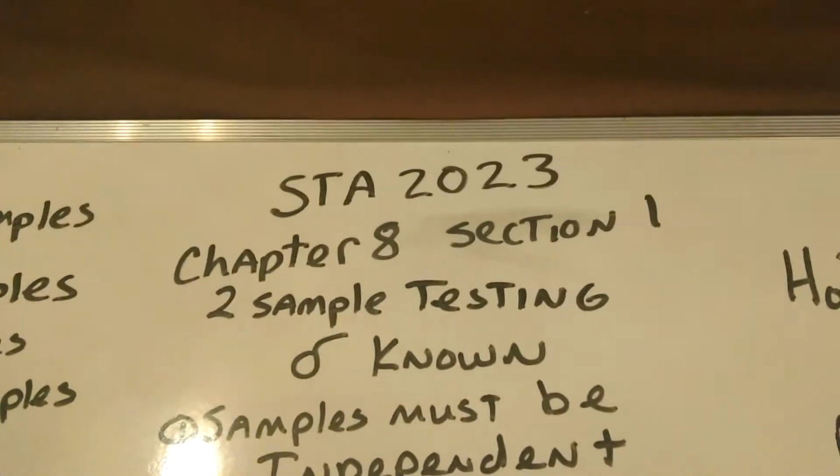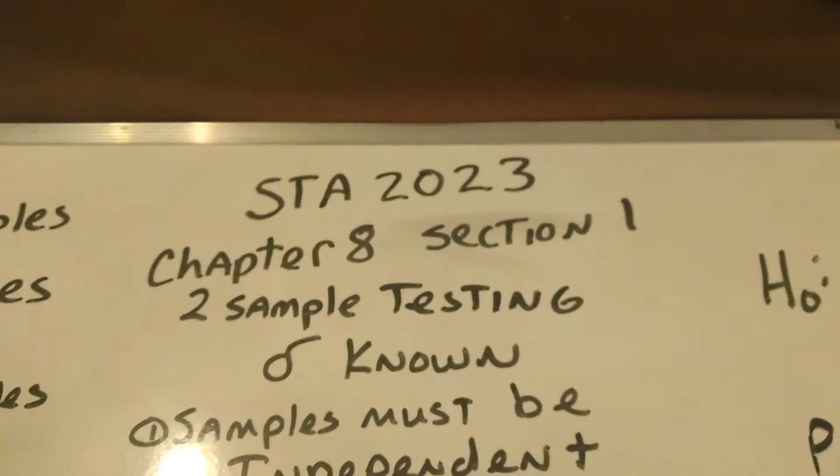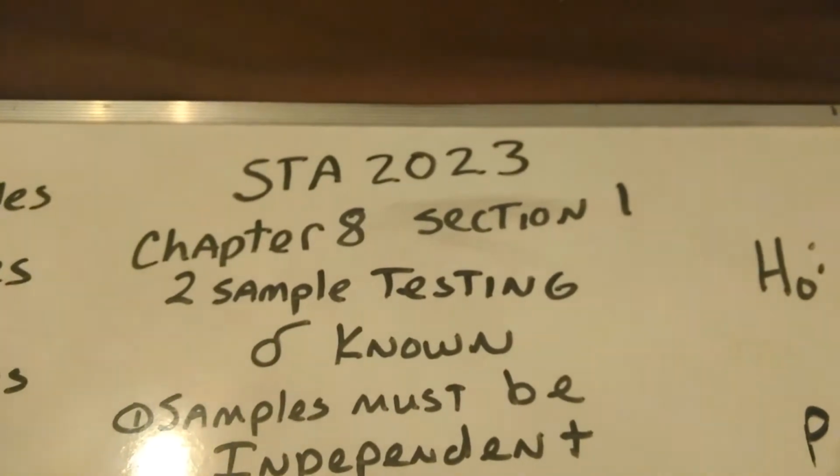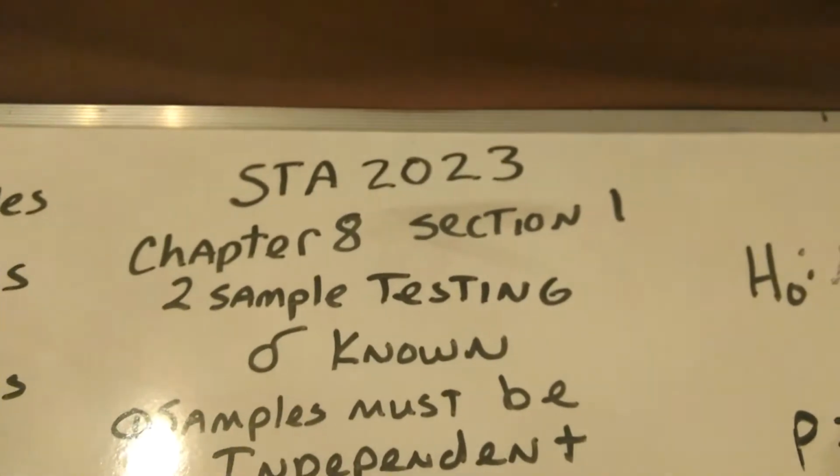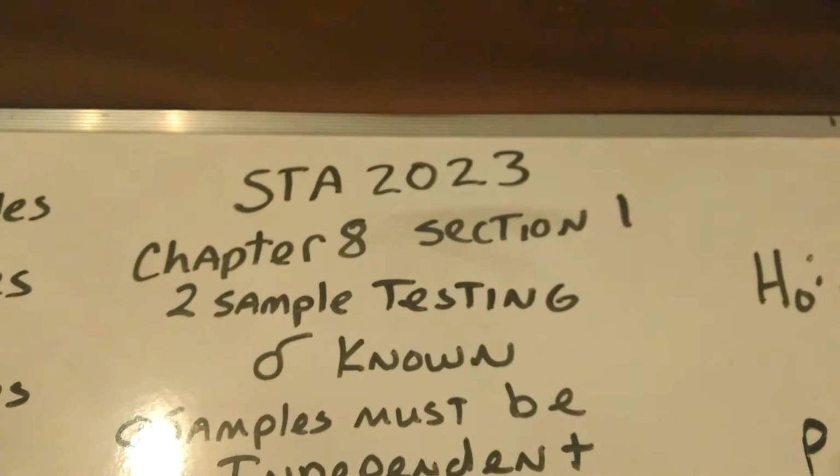Stats 2023. This is Chapter 8, Section 1. This is the start of two-sample testing. This first section deals with sigma being known.